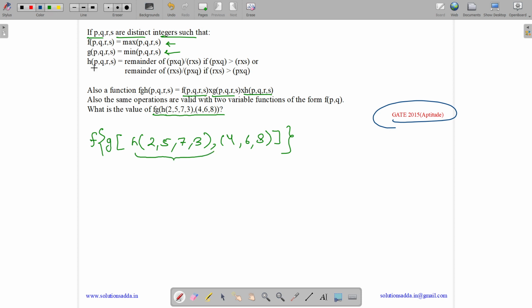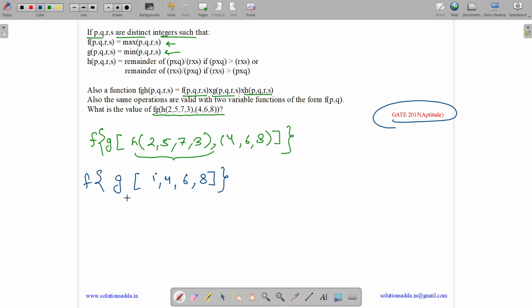What is h of PQRS? So we have to tell whether 5 into 2, 10, is greater than 7 into 3. No. So its value will be equal to second part, R into S divided by P into Q, which is 7 into 3 divided by 2 into 5, which is 21 by 10. So remainder of this is 1. So its value will be equal to 1. So we will get f of g of 1, 4, 6 and 8.